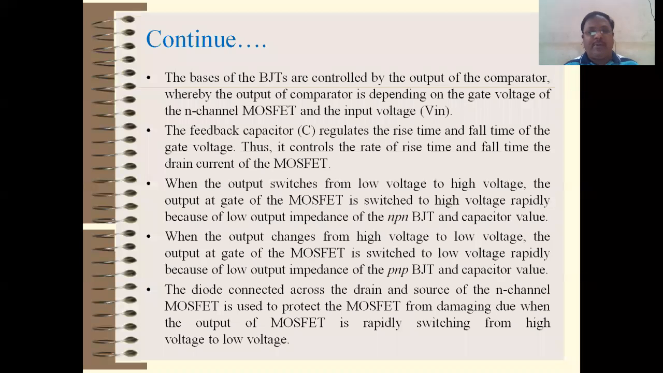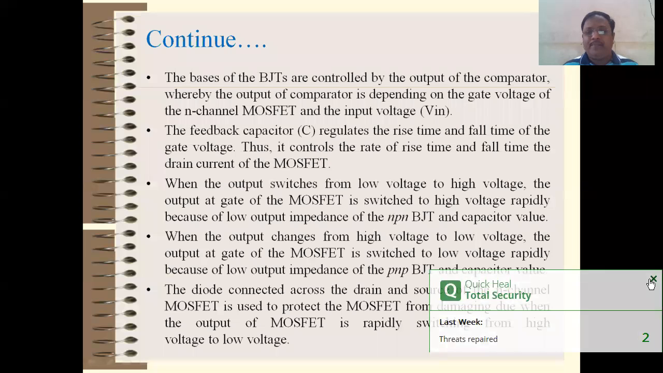Okay, see the capacitor C. What is the function of this capacitor C? The feedback capacitor C regulates the rise time and fall time of the gate voltage. So this capacitor is used to reduce the gate capacitance. So automatically what happens? The rise time and fall time are reduced. That is the advantage. So that's why the capacitor is connected in series with the gate.